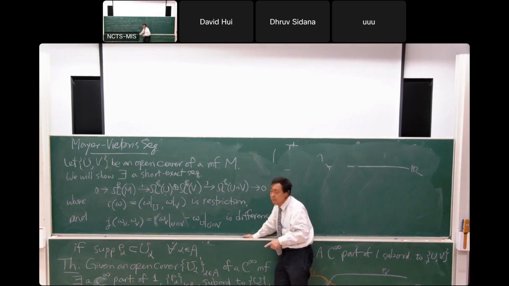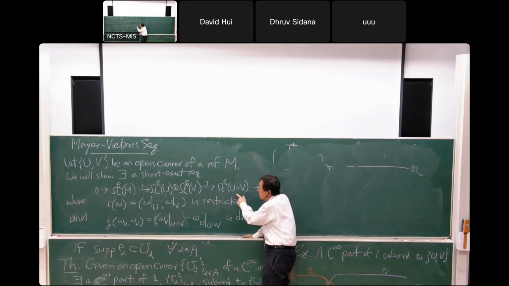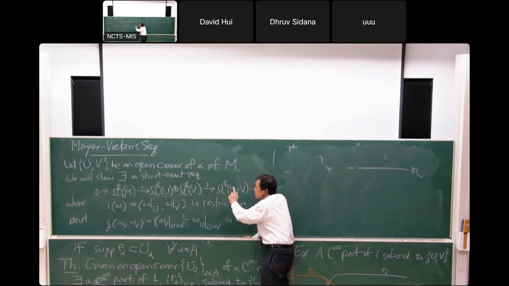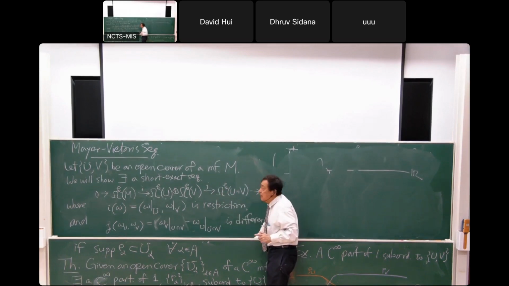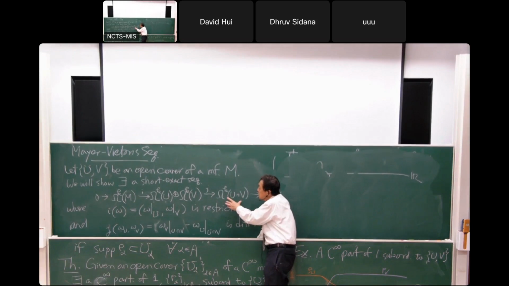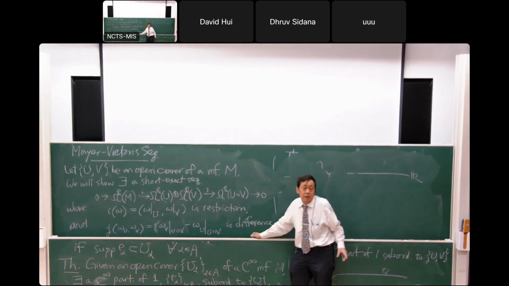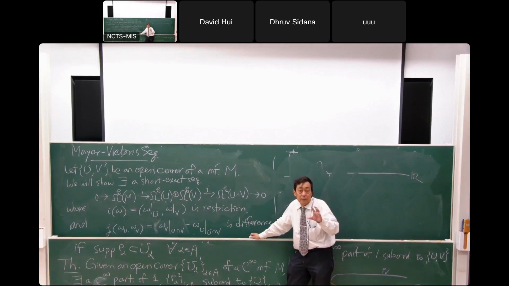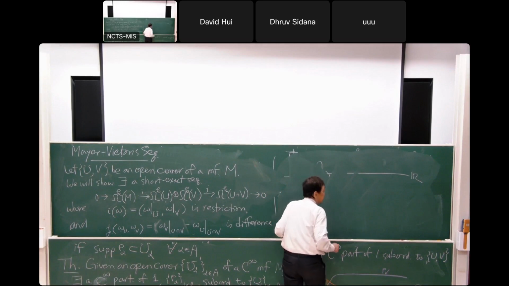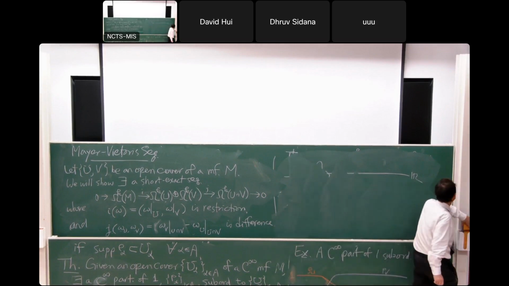Exactness here is very easy too, I won't bother to show it, but exactness here is not so easy. Because what does exactness here mean? It means that J is surjective. And that means if you are given a form on the intersection, you have to write it as a difference of two forms, one on U, one on V. And let me show you why that's not so obvious.